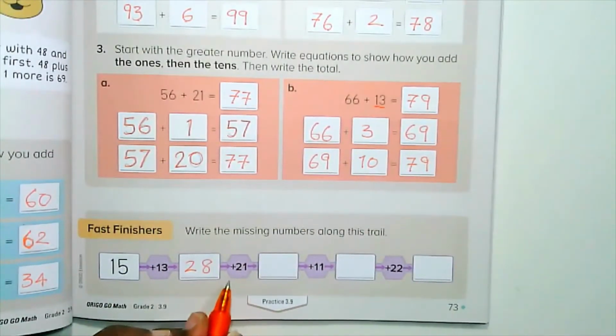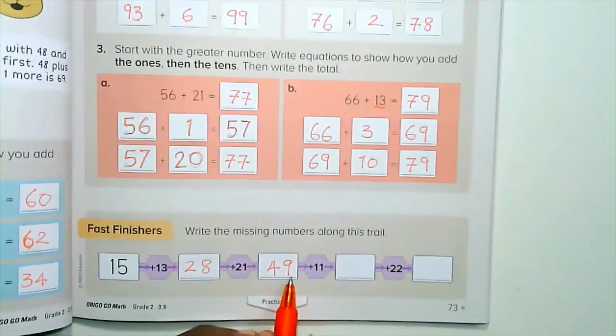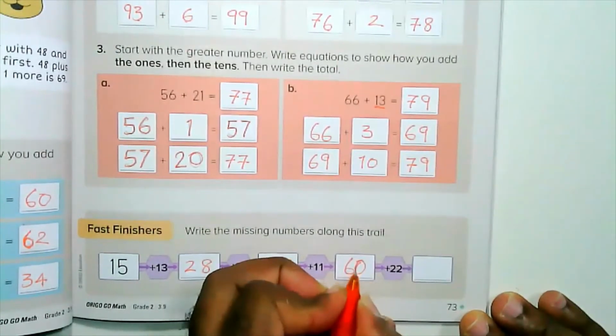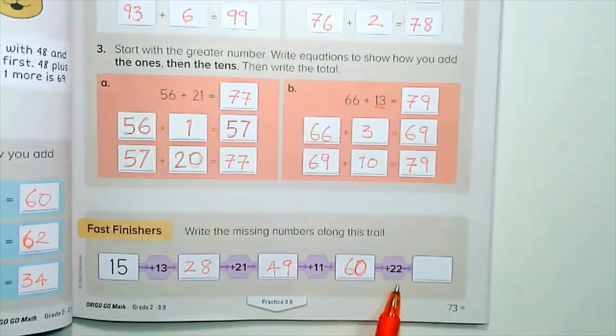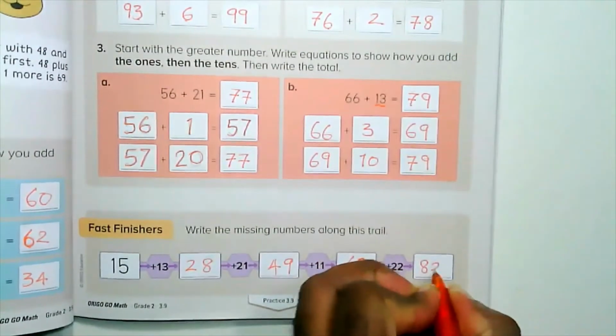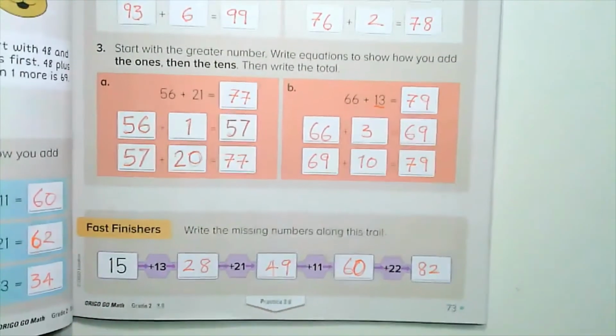28 plus 20 will be 48, plus 1, 49. 49 plus 1 will be 50. 50 plus 10 will be 60. 60 plus 20 will be 80. 80 plus 2 will be 82. There you have it. Now let's go on to the practice.